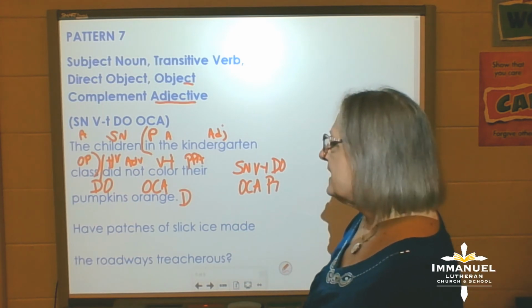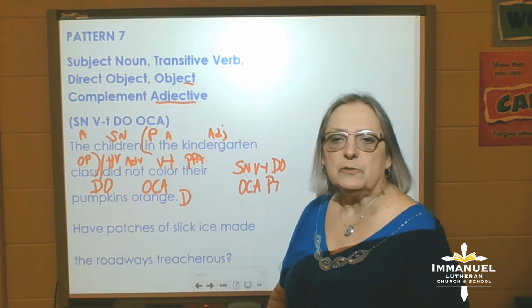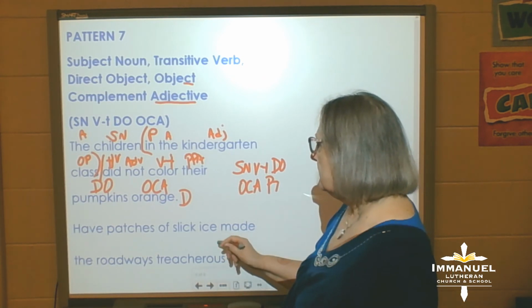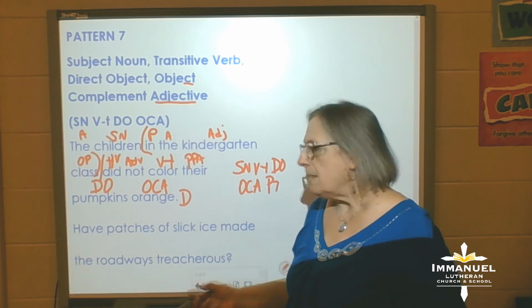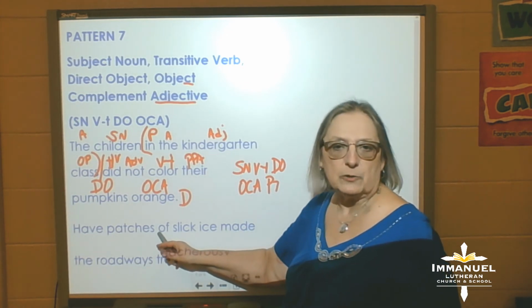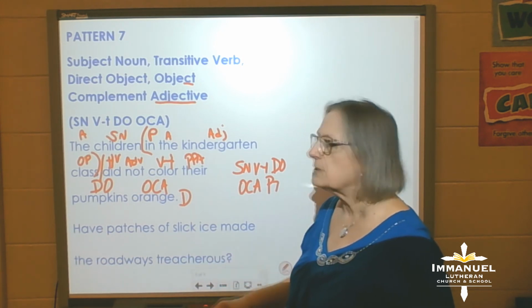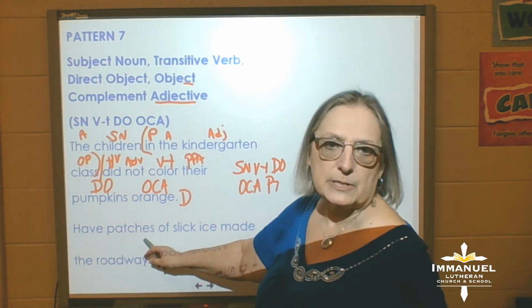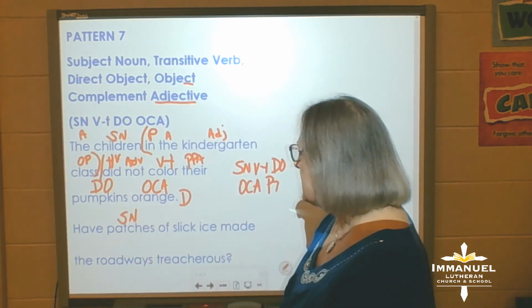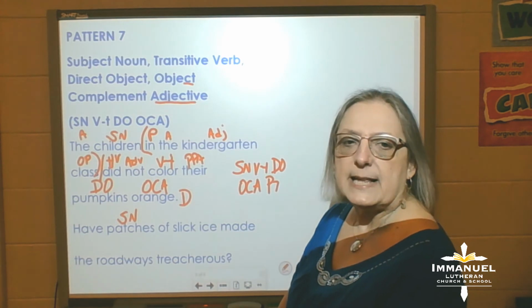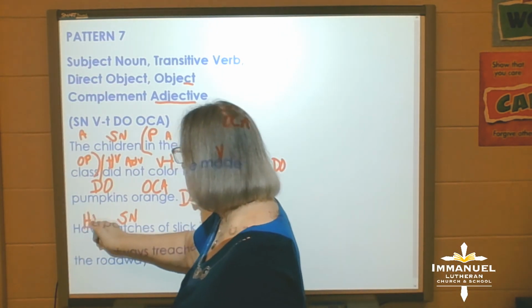What have made the roadways treacherous? Now, some students make the mistake and say ice, but it wouldn't make sense to say ice have made, would it? And besides that, we see a preposition here. So we know we can't use ice as the subject because it's part of a prepositional phrase. Instead, we're going to say patches. Patches, subject noun. What is being said about patches? Patches have made. Made, verb, have, helping verb.